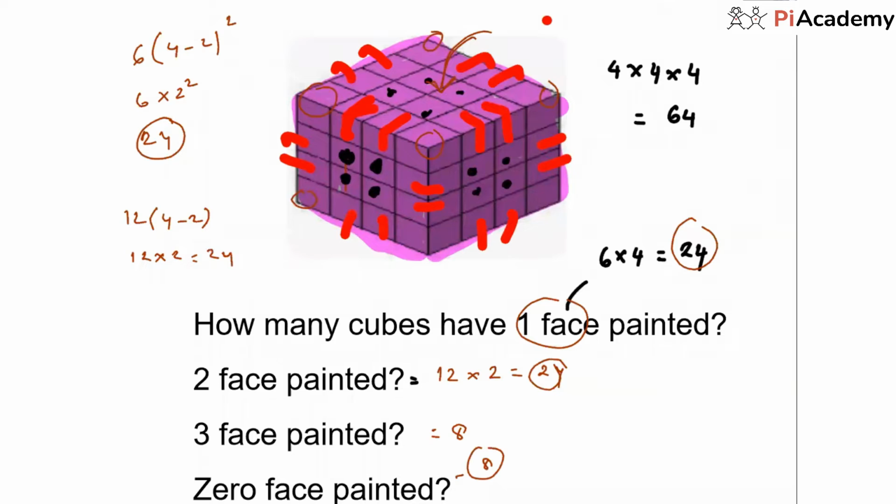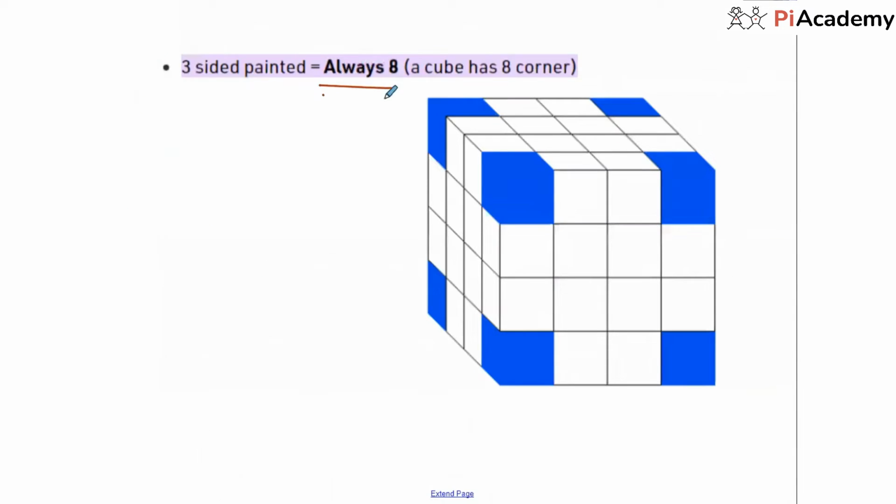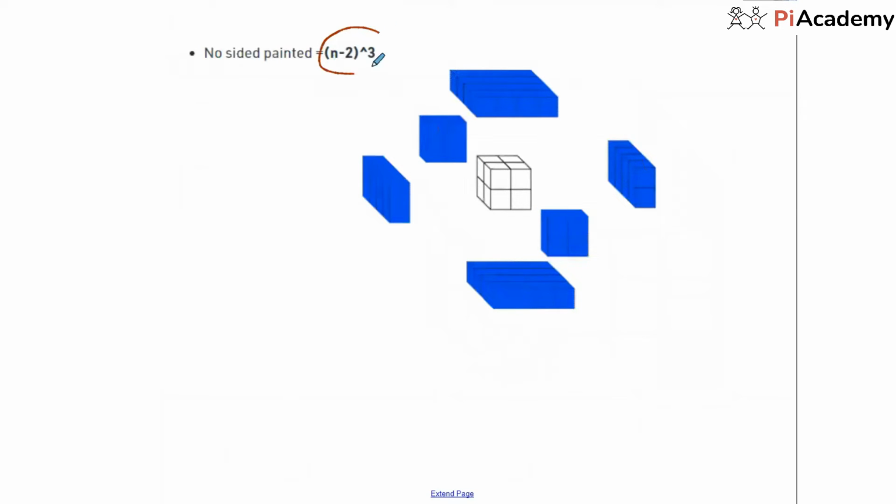Now 3 faces painted is always 8. Remember that there are 8 corners, 8 vertices, so it is always 8. Now zero faces painted. The formula is (n minus 2) whole cubed.